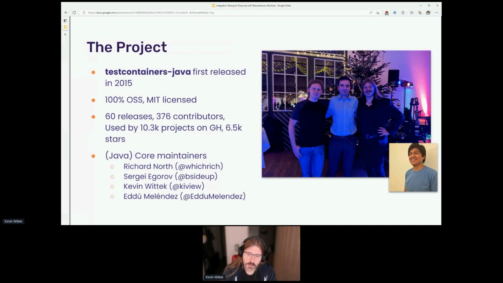And we currently have these 4 core maintainers. Richard here in the middle, the picture from my wedding. It was the first and only time we 3 met together at the same location. And then we have Sergey on the left, and Richard and Sergey founded AtomicJar together. And then me, who joined as the third person to the project. And we now also have Edu as a maintainer of the Testcontainers Java project.